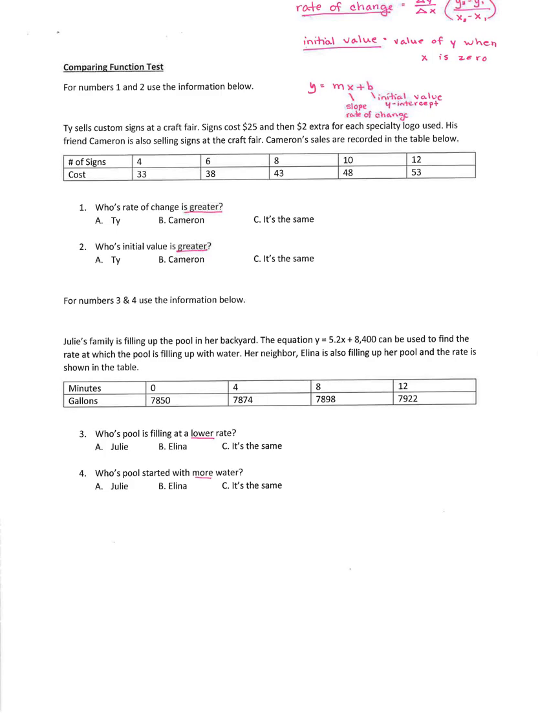For numbers 3 and 4, use the information below. Julie's family is filling up the pool in her backyard. The equation y equals 5.2x plus 8,400 can be used to find the rate at which the pool is filling up with water. Her neighbor, Alina, is also filling up her pool, and the rate is shown in the table.